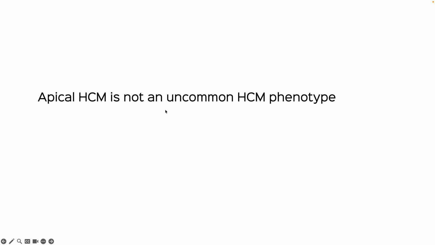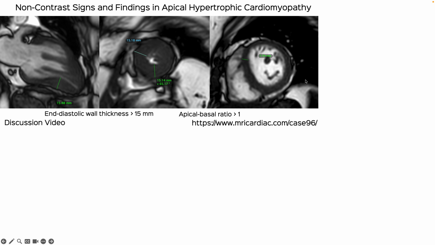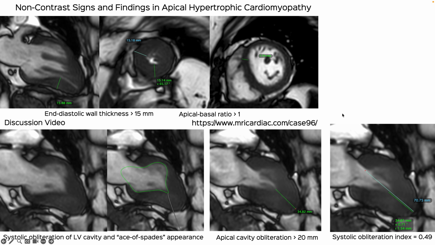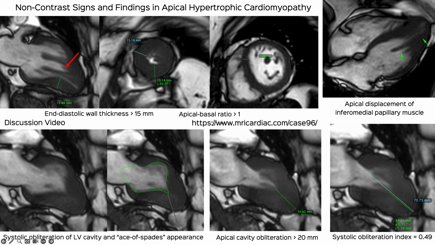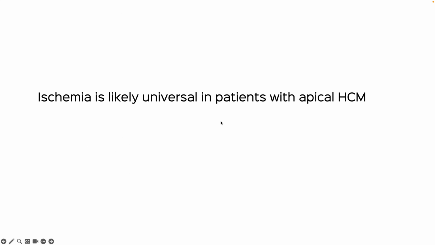Now, just a little bit about apical HCM before we get into the ischemia part and the aneurysm part. It's not uncommon, and I did a case 96 at mricardiac.com. It's all available for free, but if you want to brush up on this, then these are the various signs that you have of an apical HCM that allow us to make the diagnosis. And I also talked about the different types.